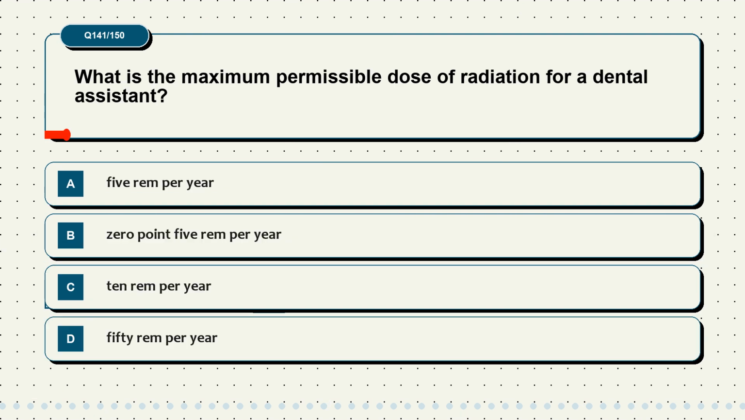Question 141. What is the maximum permissible dose of radiation for a dental assistant? Here are the options. Option A, 5 rem per year. Option B, 0.5 rem per year. Option C, 10 rem per year. Option D, 50 rem per year.